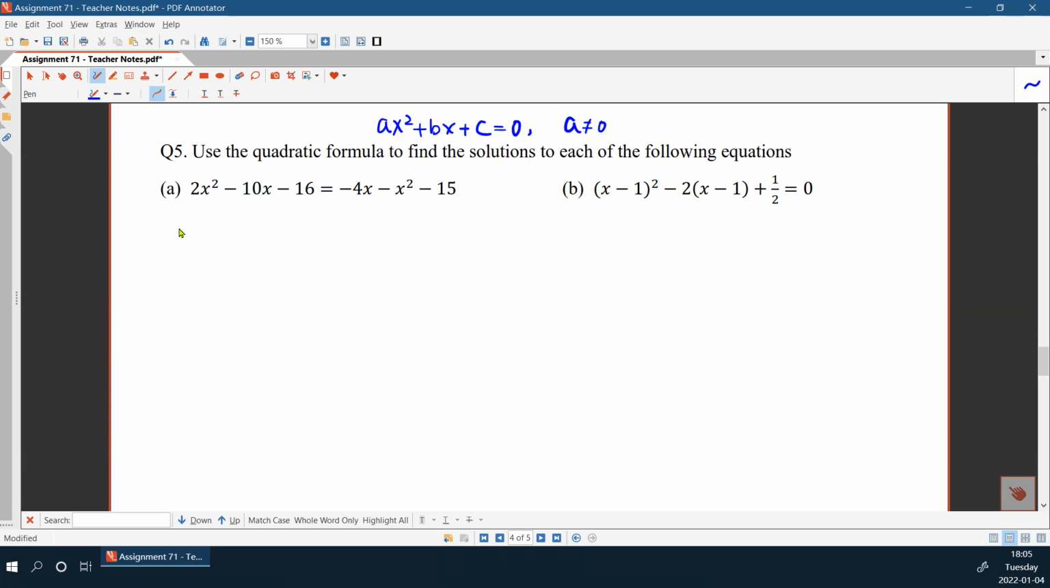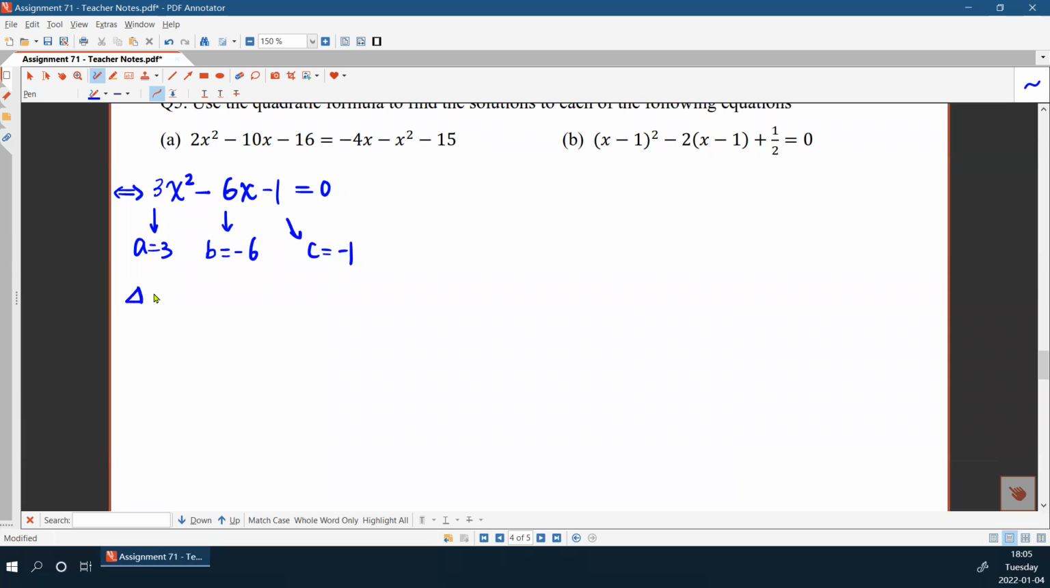So first of all, let's put all the terms to the left or to the right. If we move all the terms to the left, you will get 3x squared minus 6x minus 1 equals 0. This new equation is equivalent to the original one, right? And apparently the three coefficients are a is 3, b is -6, and c is -1, right?